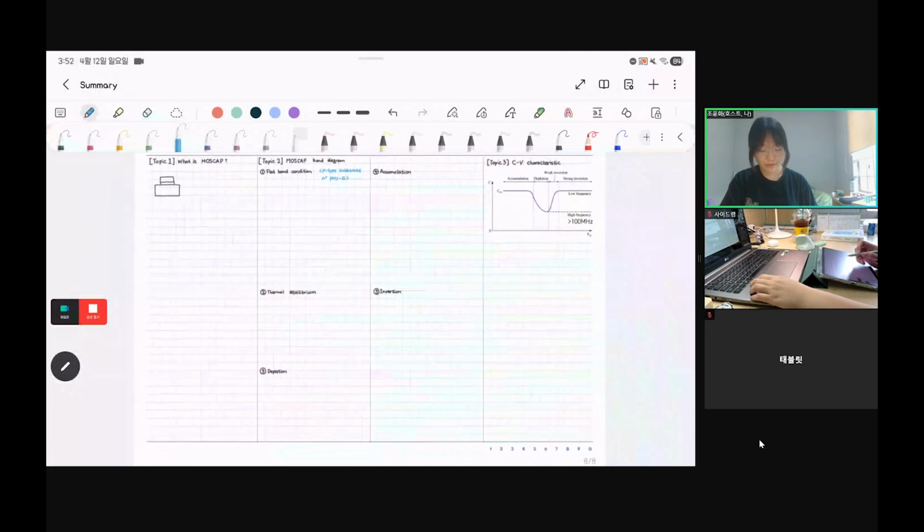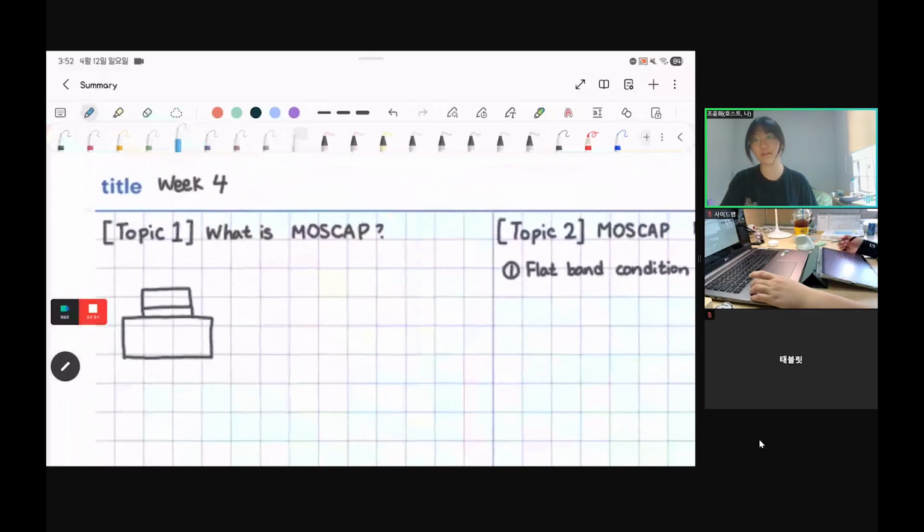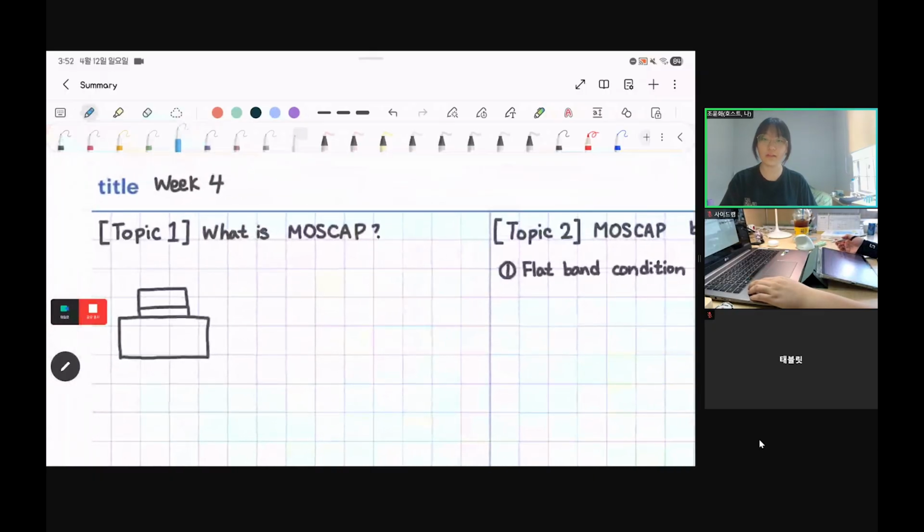This time we will learn about the MOSCAP device. The MOSCAP device is important because before we understand the MOSFET device, we have to first know about the MOSCAP device.